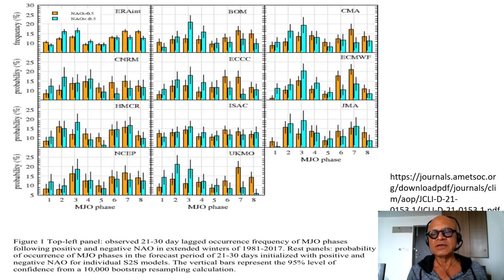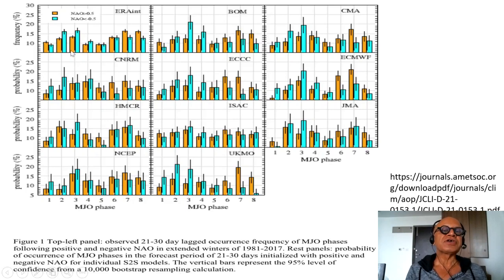Here we will look at a set of actual forecast models that were used to do experiments on MJO skill, MJO prediction skill based on the initialization in different phases of NAO and on the strength of the NAO. This is Harry Hendon and others involved in this paper that's just been accepted, I think.